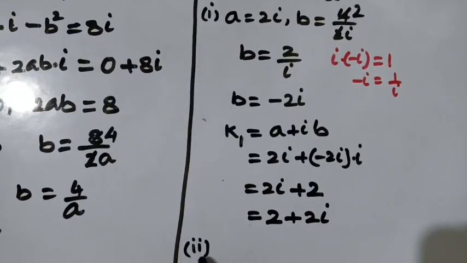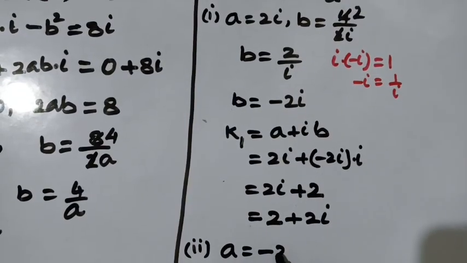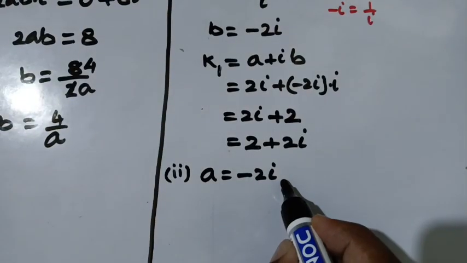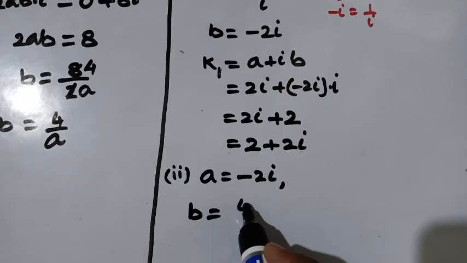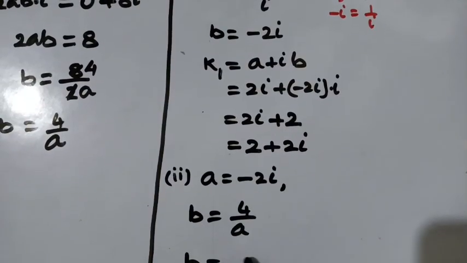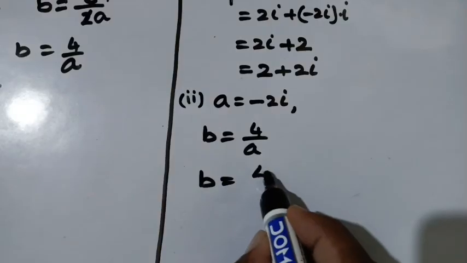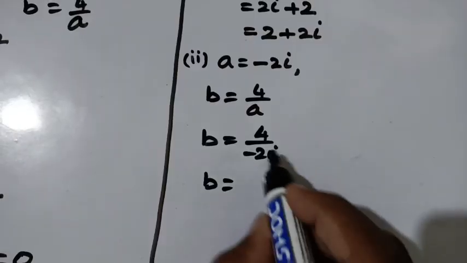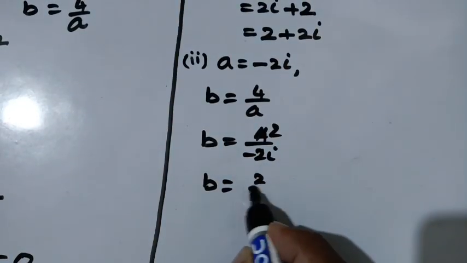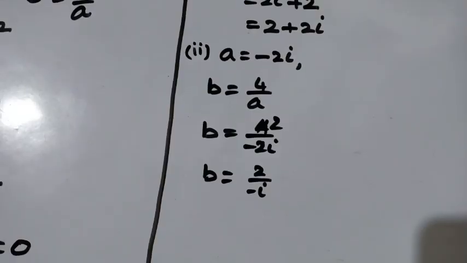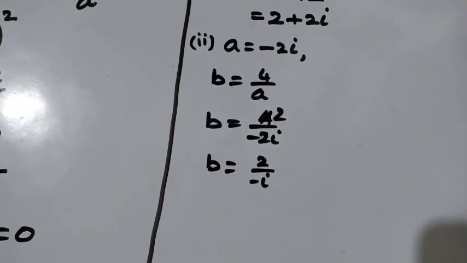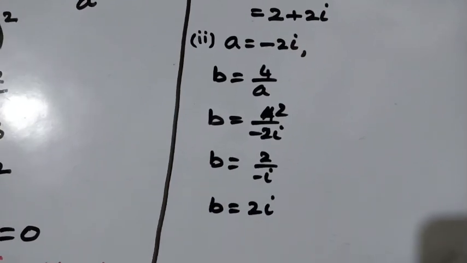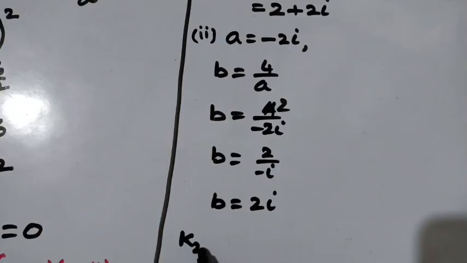So now case 2. In case 2, I take a is equal to minus 2i, and then what I get here is, as we know, b is 4 by a. So substituting a is equal to minus 2i, b is equal to 4 by minus 2i. So now b is equal to, cancelling by 2, we get 2 by minus i. As we have seen just now, minus i is 1 by i, and minus 1 by i is i. So therefore b is equal to 2i. And the value of k which I get here, let me call it k2.